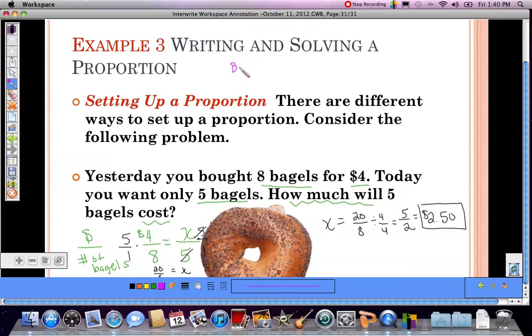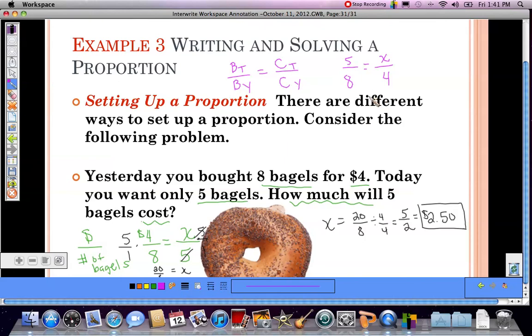Today, for the second time, I'm going to compare the bagels that I buy today to the bagels that I bought yesterday, and set it equal to the cost of today compared to the cost of yesterday. So let's fill in the blanks here. The bagels that I want today is 5. The bagels I bought yesterday is 8. I bought 8 yesterday. And the cost, I don't know how much it's going to cost me today, and I'm going to compare it to the cost from yesterday, which was 4.